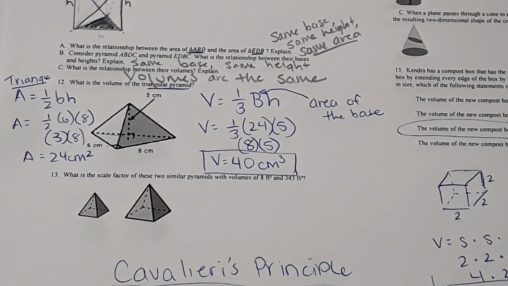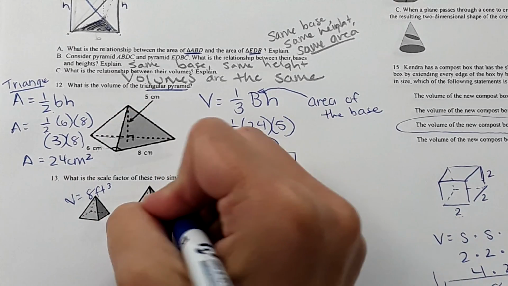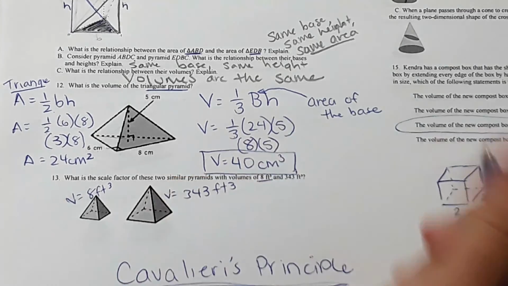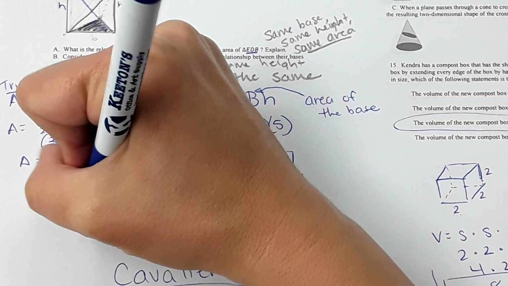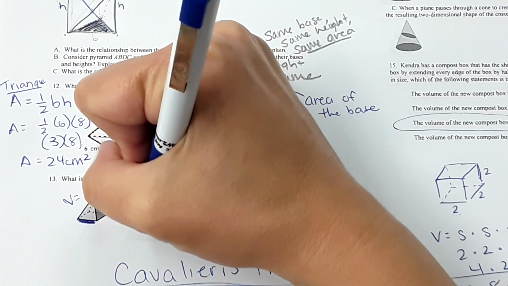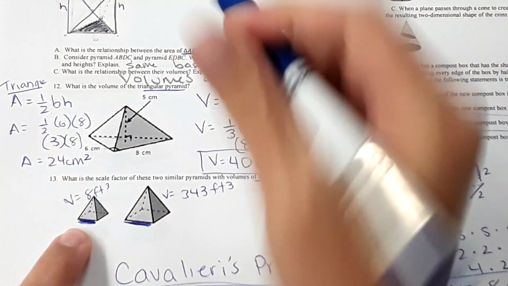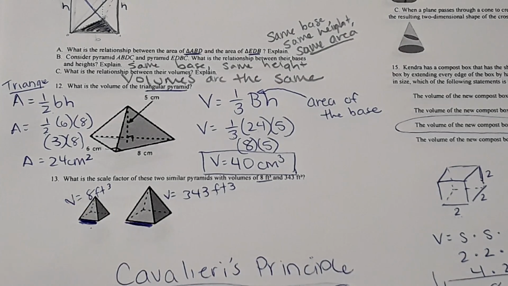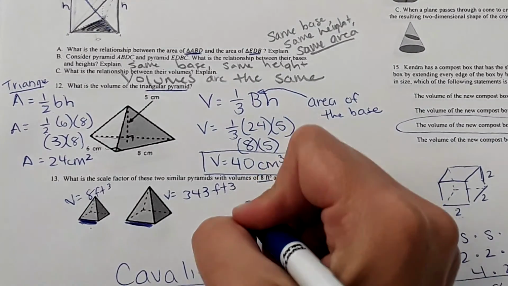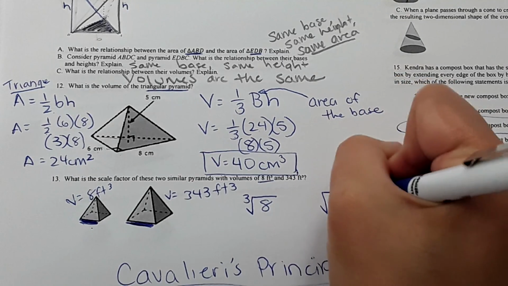Okay, 13. What is the scale factor of these two pyramids with volumes of 8 feet cubed? So volume equals 8 feet cubed. And the volume of this one is 343 feet cubed. What is the scale factor? Well, the scale factor would have to be like this dimension compared to this one. It's 1D, not 3-dimensional. So in order to find the scale factor, we need to find like this length. We're not going to do all that work though. We're just going to take the cube root of each of these. So the cube root of 8 and the cube root of 343.